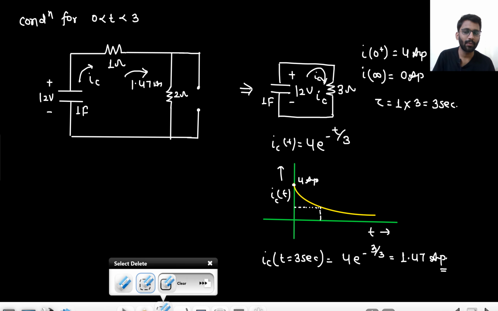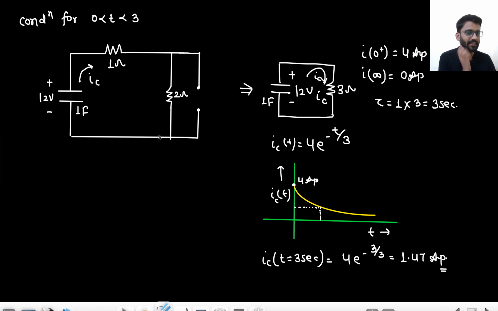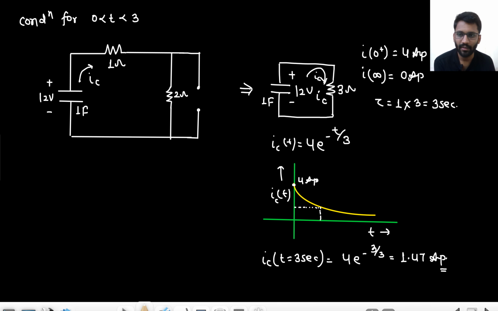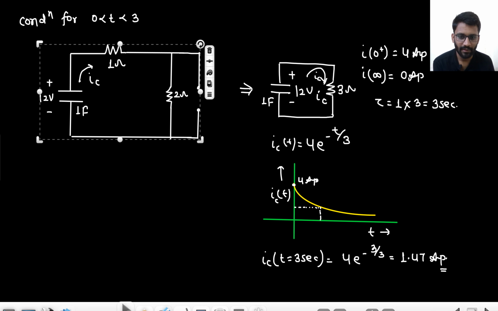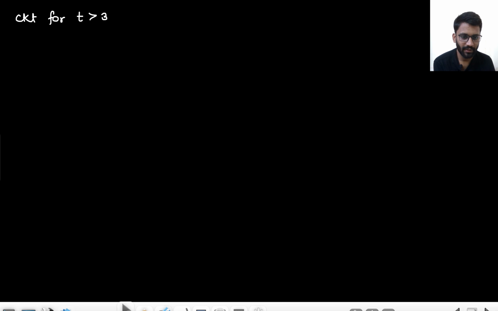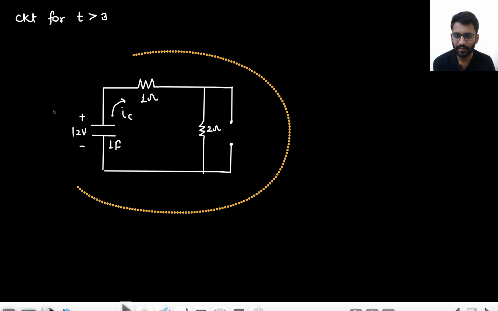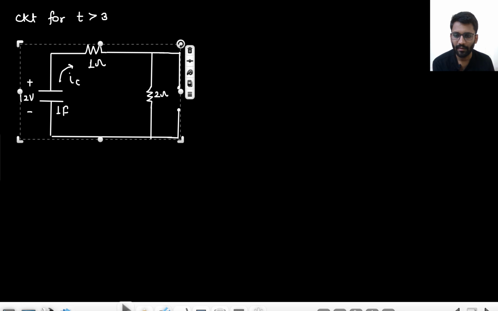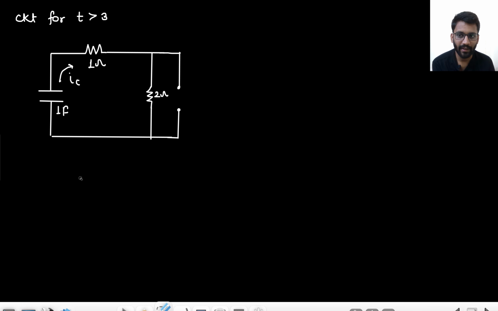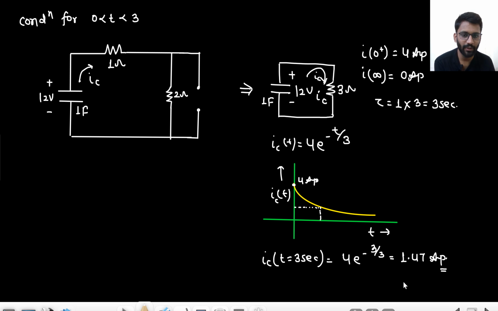But the capacitor doesn't hold its voltage. Sorry, the capacitor doesn't hold its current. It holds its voltage. Okay, let me make the circuit for t greater than 3 seconds. So what will happen? Circuit for t greater than 3. Let me just copy it and then paste it. Now this voltage is not 12, right? This voltage is not 12 because the voltage is also reduced.